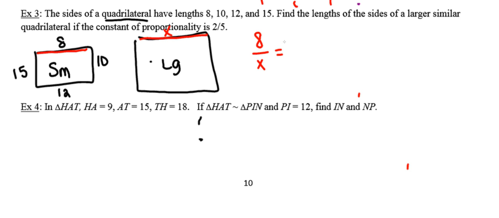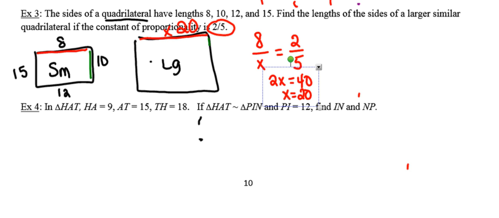And my constant of proportionality in moving from one to the other is 2:5. Since I put the smaller polygon in the numerator, I need to use that smaller number from my constant of proportionality in the numerator. Larger value goes in the denominator. Now I can just multiply. 2x is equal to 40. So x is equal to 20. So the length of the corresponding side in the second polygon is going to be 20.